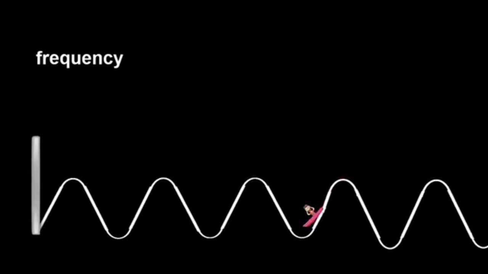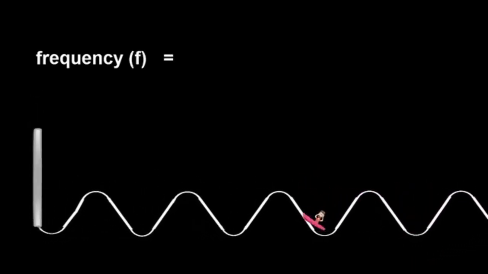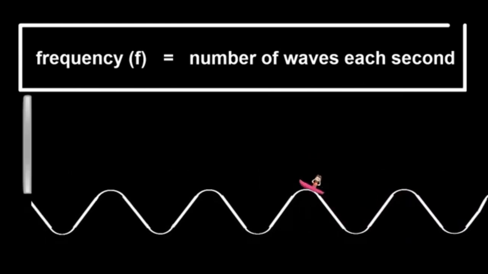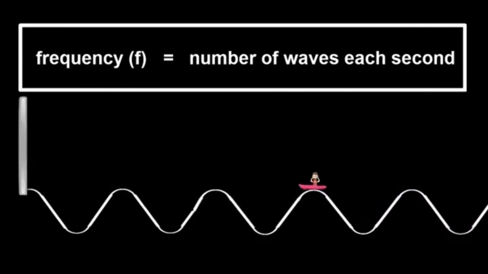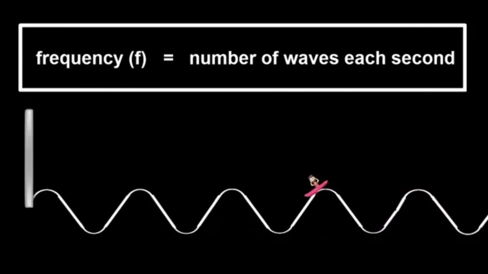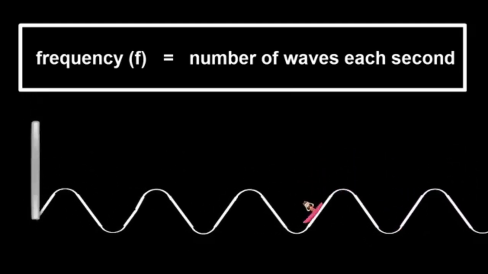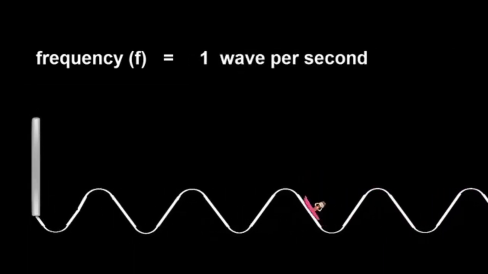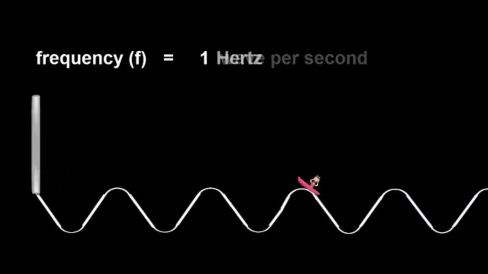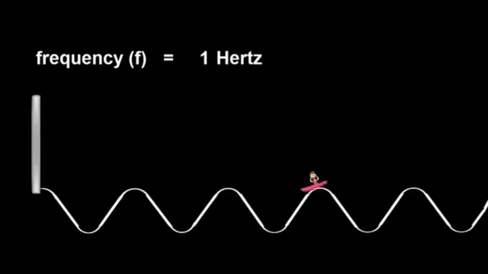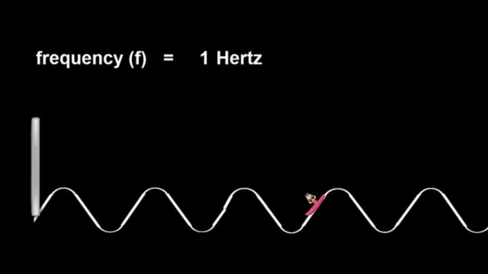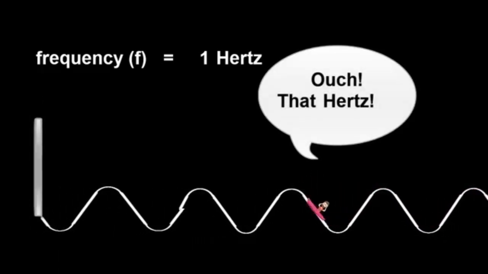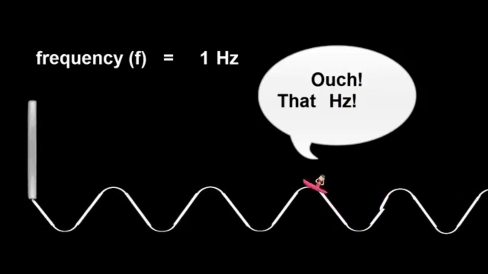The wave's frequency, given the symbol f, is the number of waves being made each second. The frequency is also the number of waves passing by the guy in the boat each second. Here, only one wave is passing per second, so scientists say that its frequency is 1 Hertz. Hertz is the unit of frequency, and it just means waves per second. It's usually shortened to Hz.